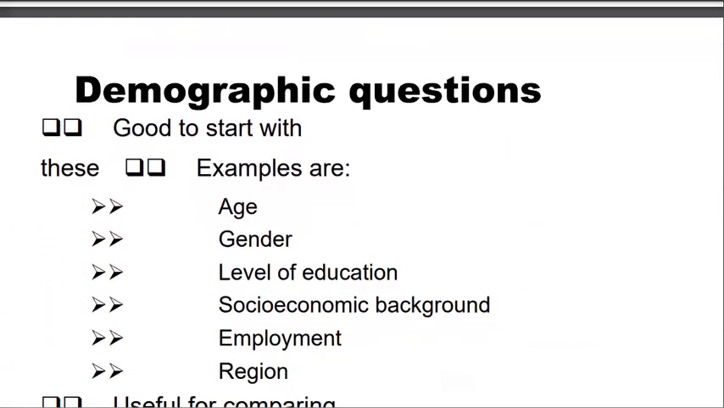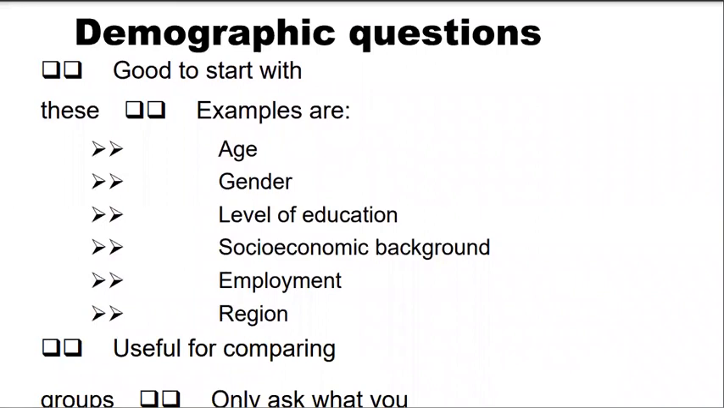Okay, so what are some of the demographic questions you can ask? Age, gender, level of education, socioeconomic background, employment, region. So this helps you to do quite a lot of stuff because you can be comparing a particular prevalence of disease to gender, maybe diabetes to gender, HIV prevalence to gender.